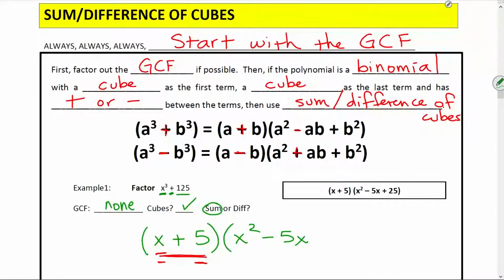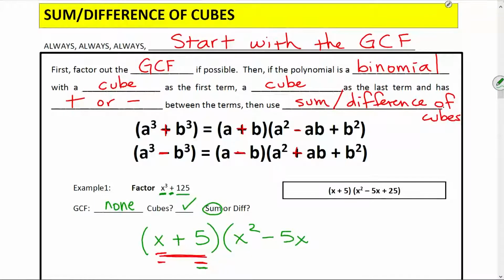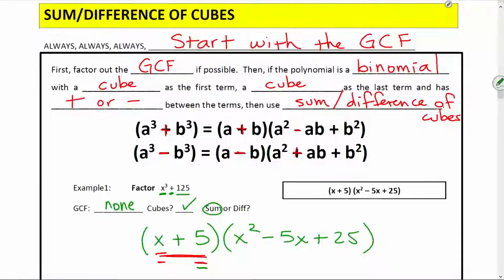All right, the last thing I do, I take the last number, 5, and I square it, and I get plus 25. Okay, and this is what I get. I get x plus 5 times x squared minus 5x plus 25. Okay, now there's kind of a lot to that.